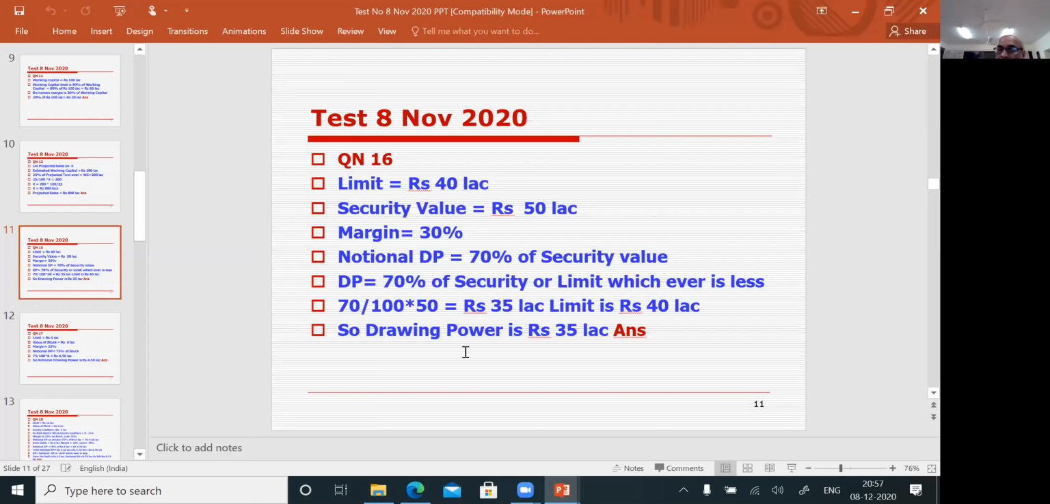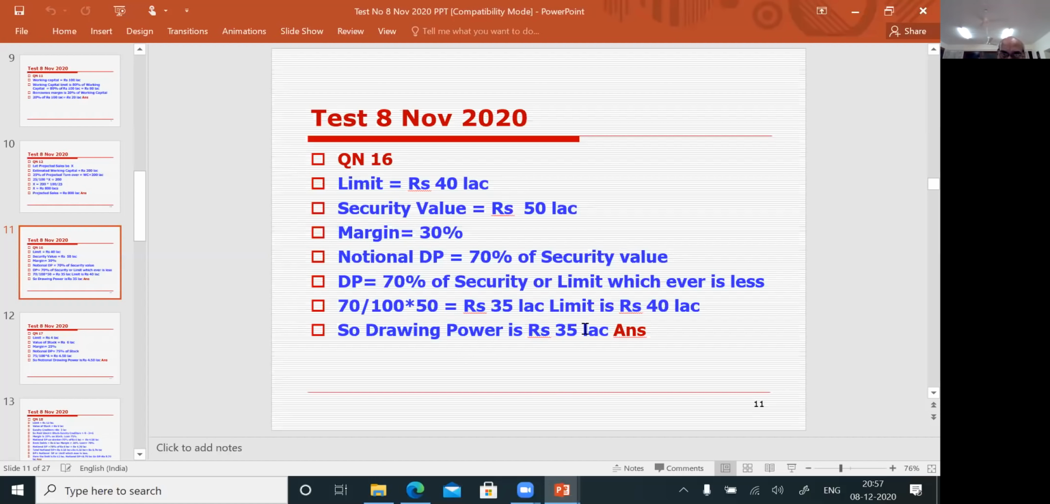So the DP is nothing but the notional DP here, because the limit is 40 lakhs. The notional DP which has come is only 35 lakhs. So the drawing power for the month is only 35 lakhs. So in this example, notional DP is the same, the drawing power is also the same. So friends, the drawing power cannot be more than your sanctioned limit.